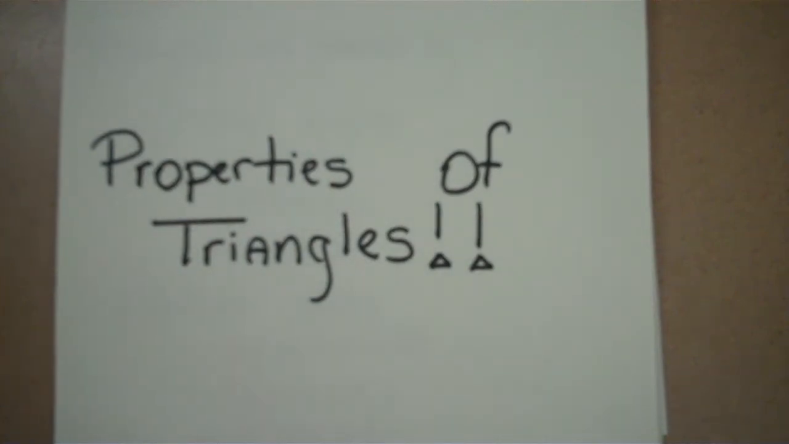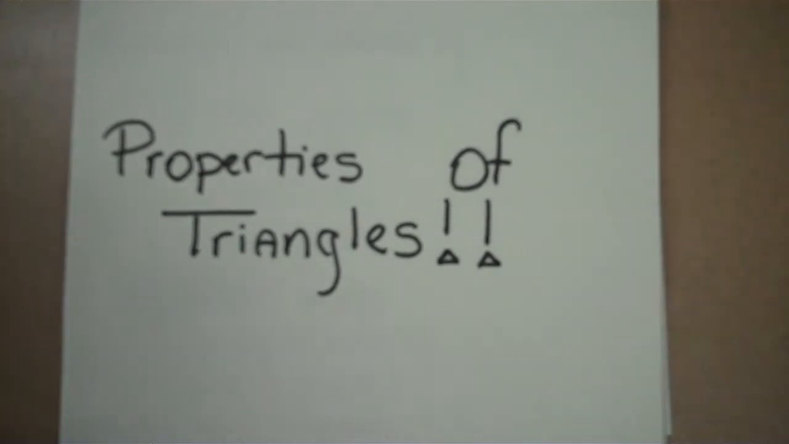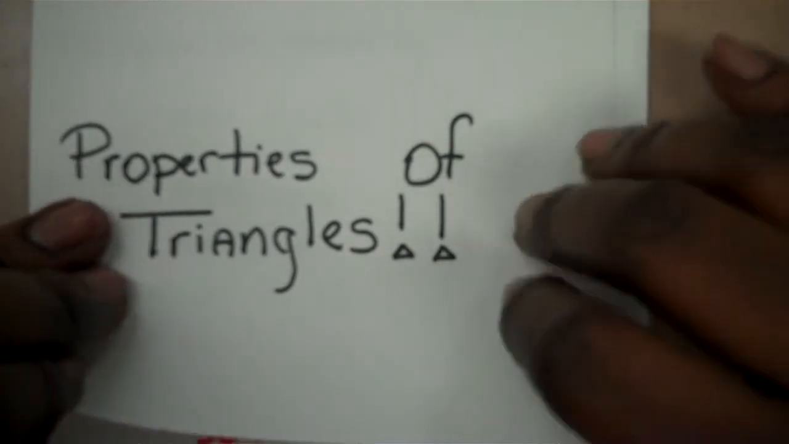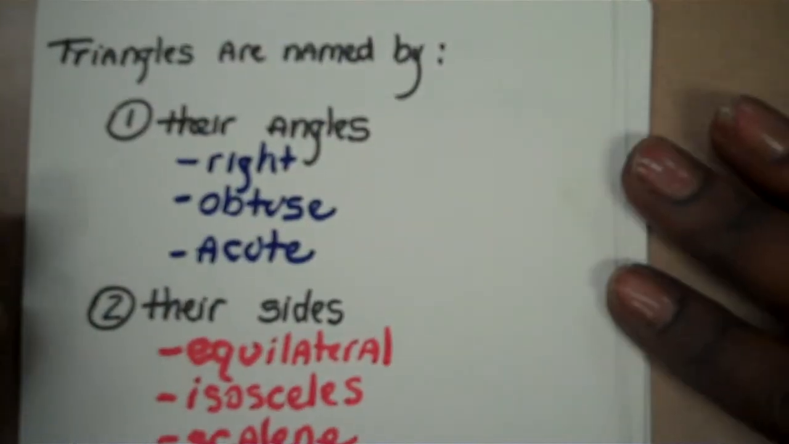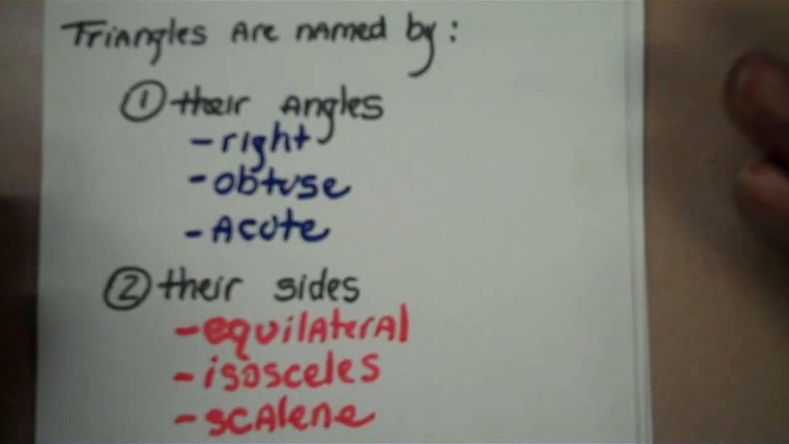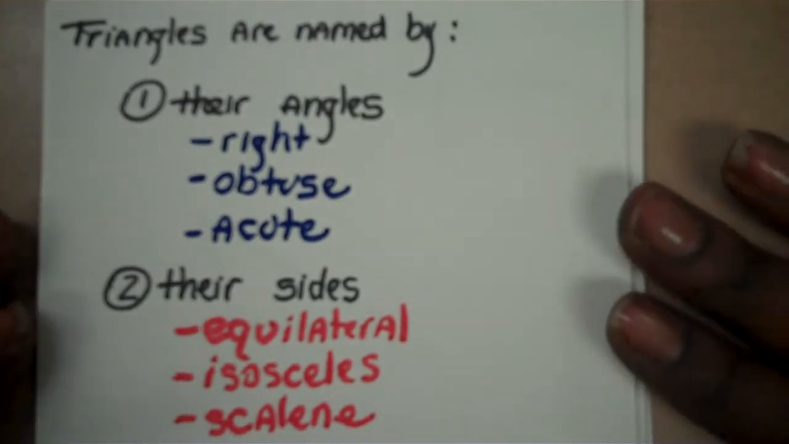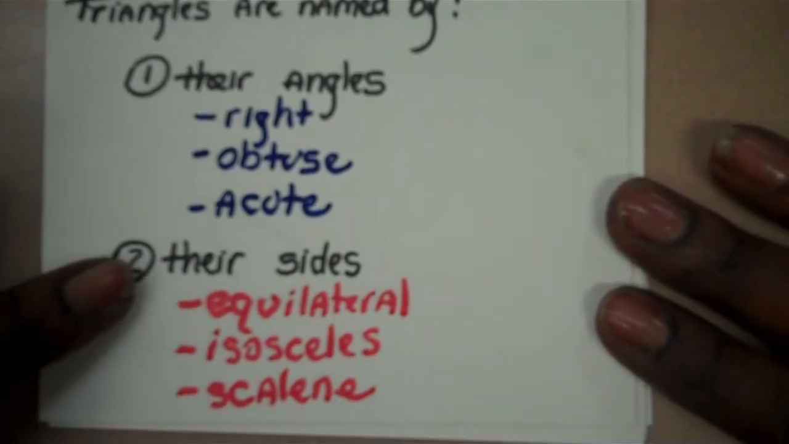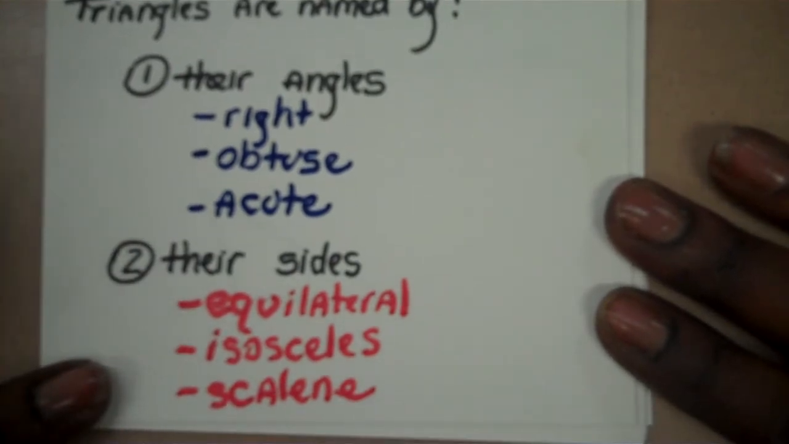Hello, today we are going to talk about the properties of triangles. That's basically the rules for all triangles. Before we begin the discussion, it's good to know that triangles are named by two things. It depends on their angles, and there's three types of those, and their sides, and there's three types of those.